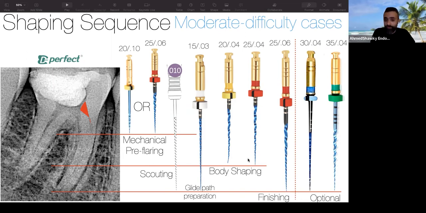And after I confirmed patency again with the file that everything is going good, I took the 2506 easy from the 24, two-thirds of the root canal to the full length, finishing with 2508. If the canal is ready to receive the 3004 or 3504, it's okay. You have to decide that in the clinical situation.